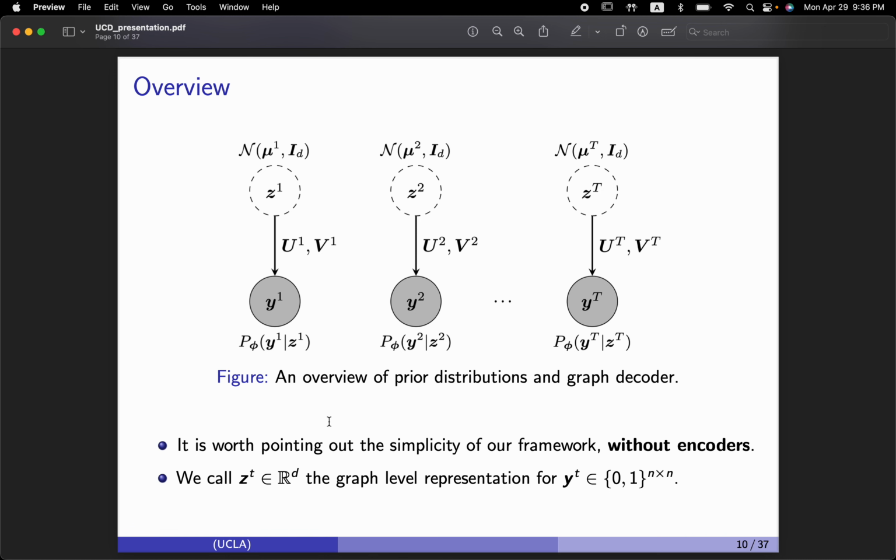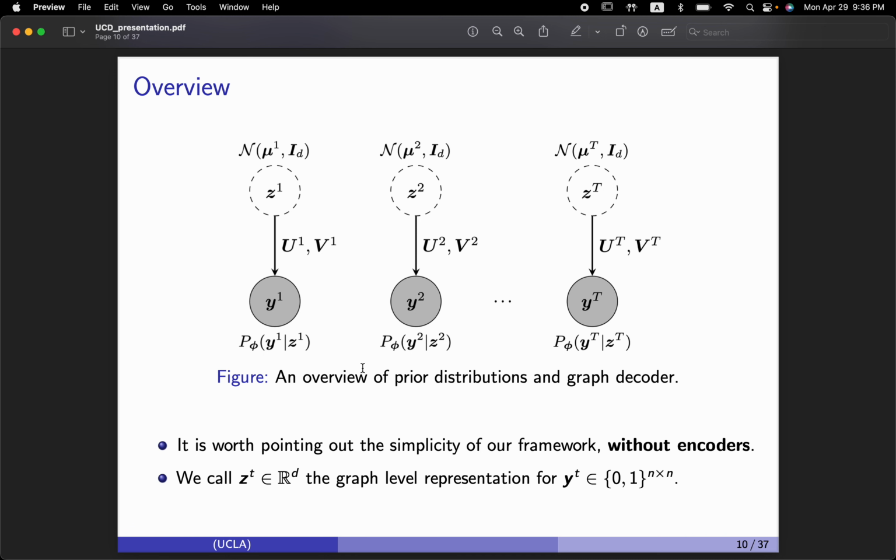So here is an overview of our proposed framework. We observe a sequence of networks from y1 to yT, and we assume that for each network there is a latent variable zt such that the network yt can be generated from the latent variable with the following graph decoder. We also impose a learnable prior for the latent variables.